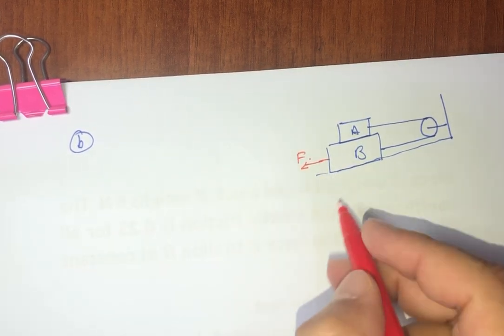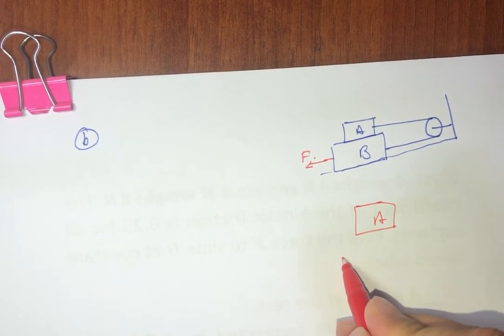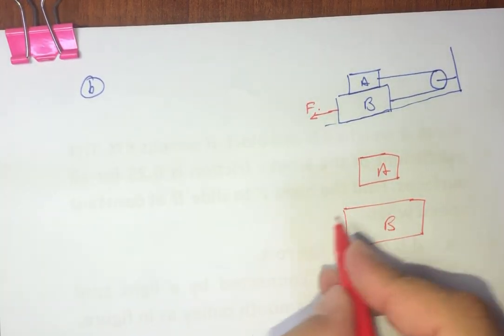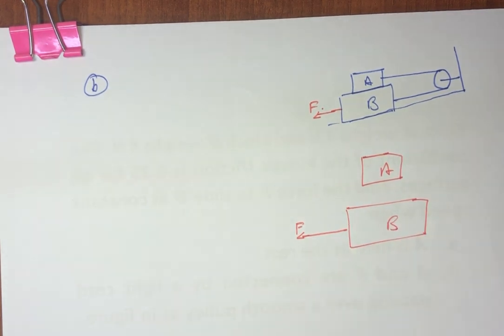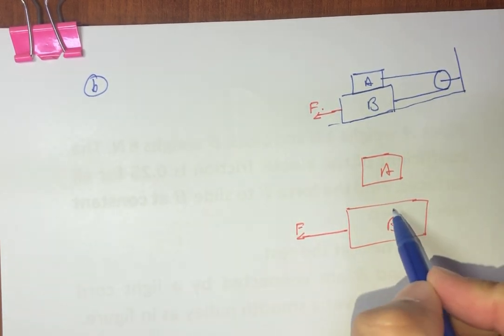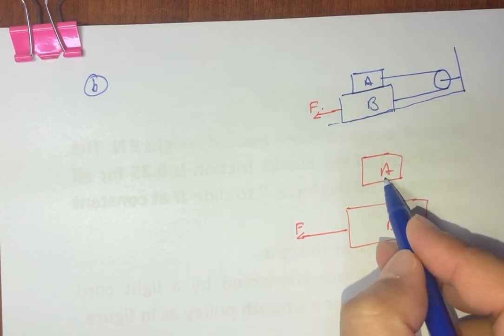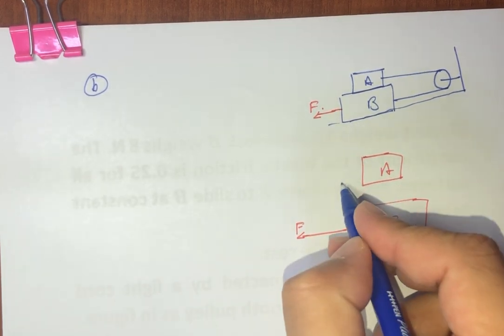So block B, let me draw it here. So this will be A and this will be B. So we have a force F which will try to move B towards the left side, and it will also be trying to force A to move towards the left side.